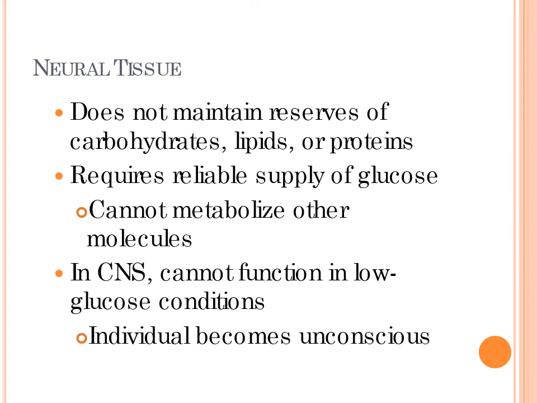Neural tissue or nervous tissue does not maintain its own reserves, and so it requires a reliable source of glucose. That's very important, that most other cells do have their own reserve, but neural tissue requires a reliable source of glucose. In the central nervous system, we can't function with low glucose, and so if you have low glucose in your central nervous system, you can easily lose consciousness.